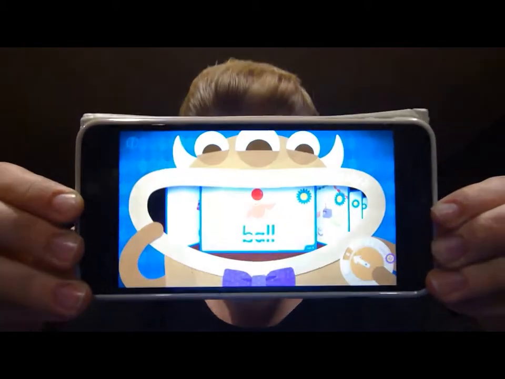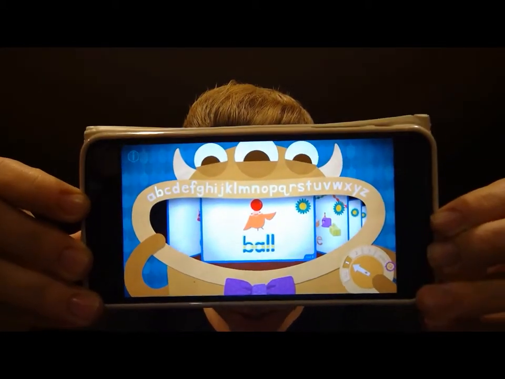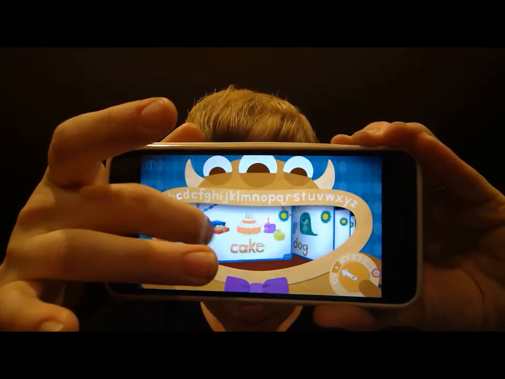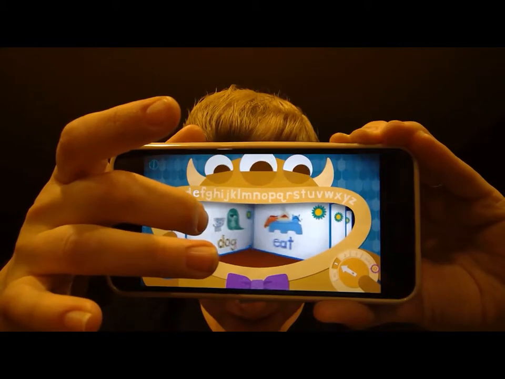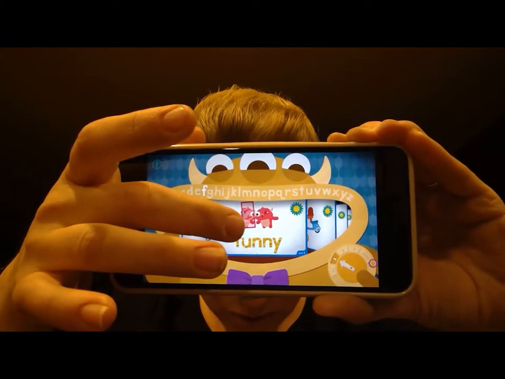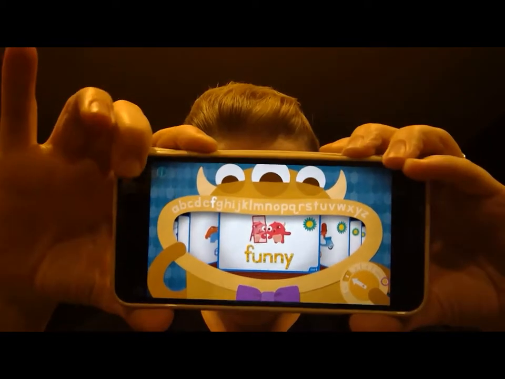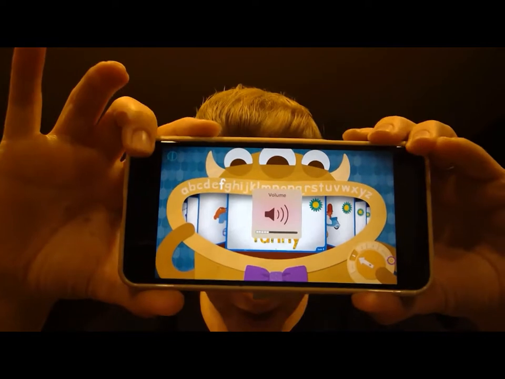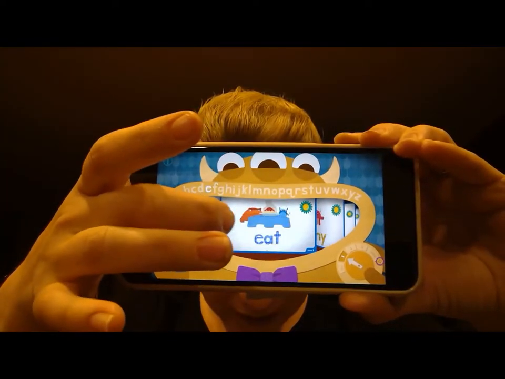So these are lesson 1 or level 1. So you can see here we have this cute little monster, and in his mouth are bunches of words here. They'll be inverted for you since it's on my phone, but you understand the idea. So we're going to choose funny. Let me turn up my phone just a bit. Okay, so we're going to do the word funny.